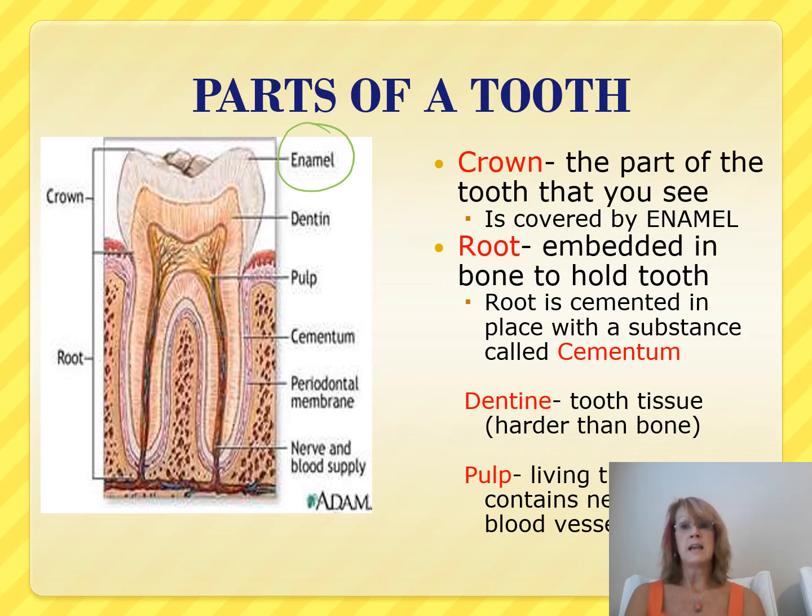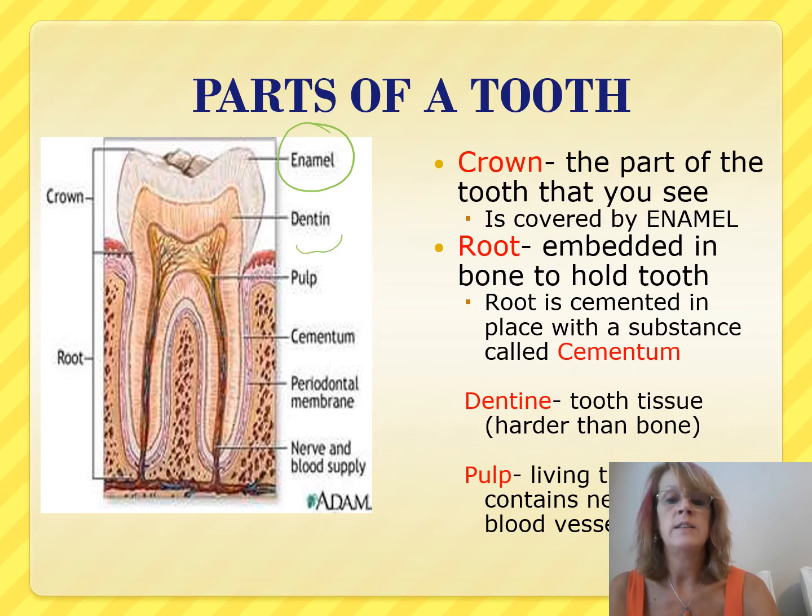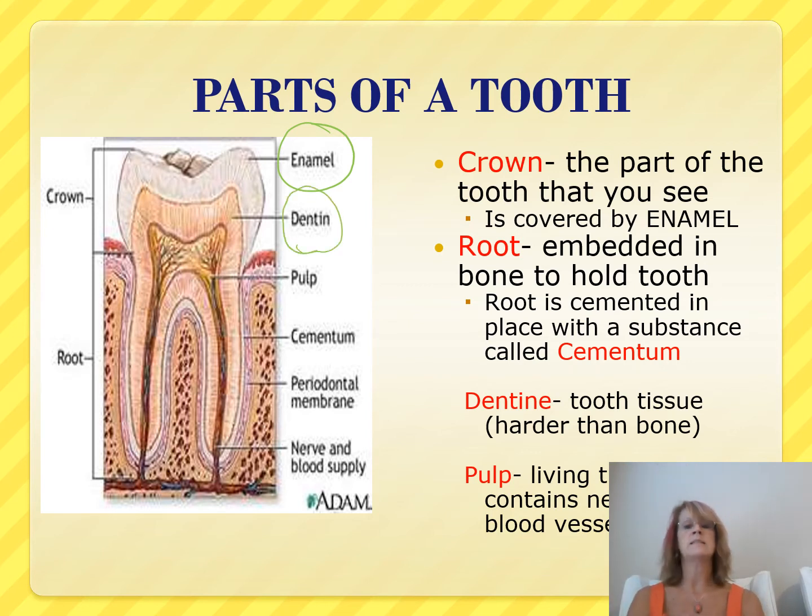Then inside, if we could peel the enamel off, and this drawing looks like you only have the enamel on the top, but you have the enamel on the entire tooth. You've had loose teeth before, you know your tooth is white. Well, if you could peel the enamel off, you have what's called the dentin inside of it. And that's also a tissue. It's a type of connective tissue. And we talked about how this is actually harder than bone.